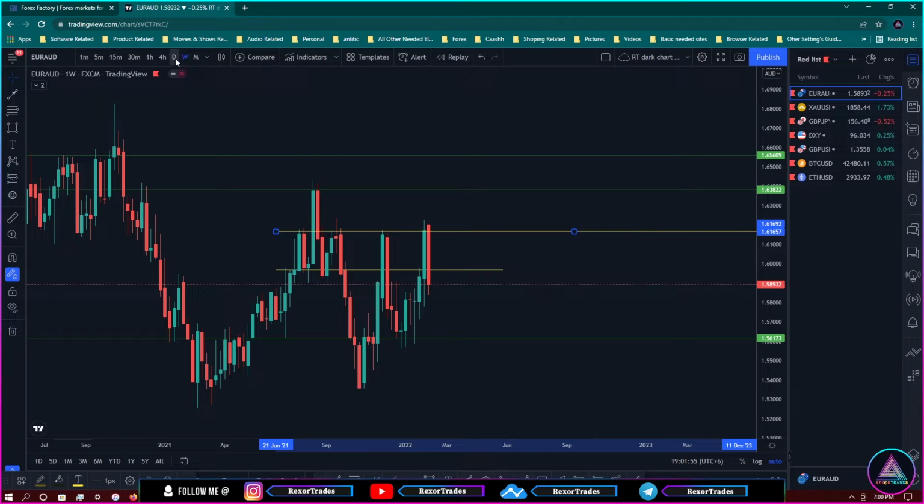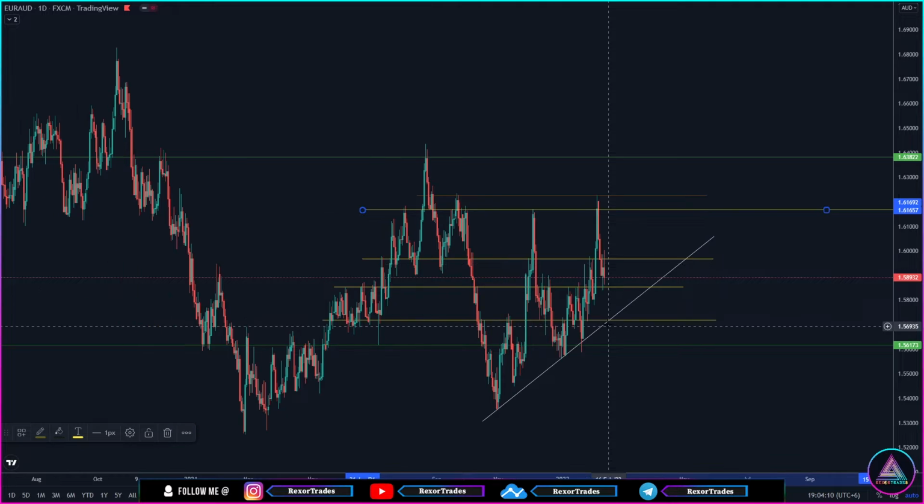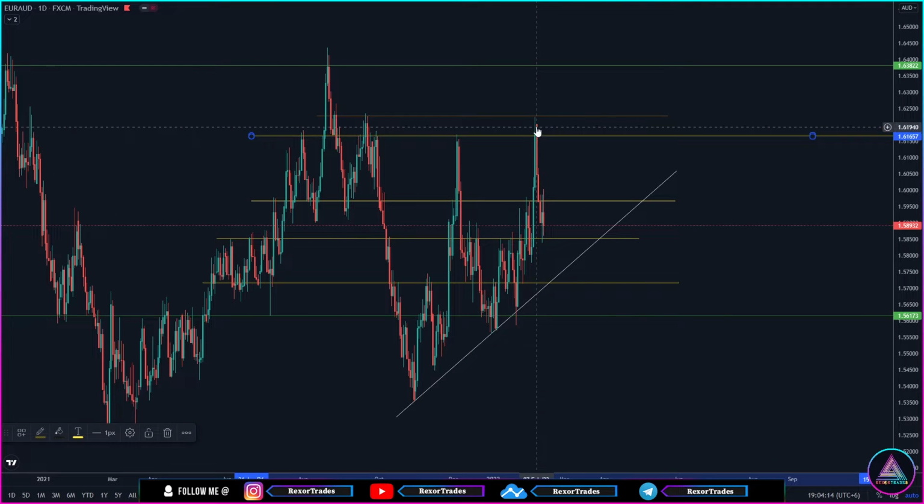Now if you go to the daily time frame, you can see the same key zone that we were talking about in the weekly time frame, and also some other key zones right around here. EURAUD, after coming down with this huge bearish engulfing move, found a bit of support around here and made some small pullback to this key zone right about here, and is currently consolidating between this and this key zone over here.